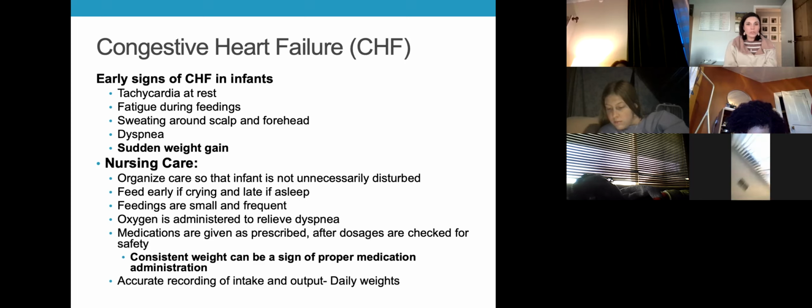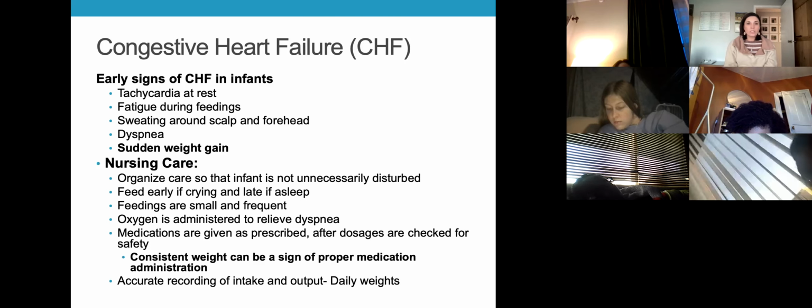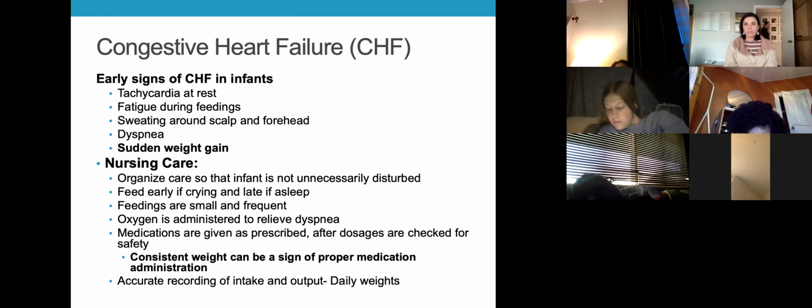So when we're doing our nursing care, we want to make sure that we're nice and organized so that we're giving them extended periods of undisturbed rest to let them recover. If they wake up early, then we go ahead and feed them early. We don't wait until their scheduled time. We want to maximize that time that they're awake. They might eat a lot more often because they don't have the stamina to take in a full volume. So they might be a kid that eats every 2 hours instead of every 3 to 4.